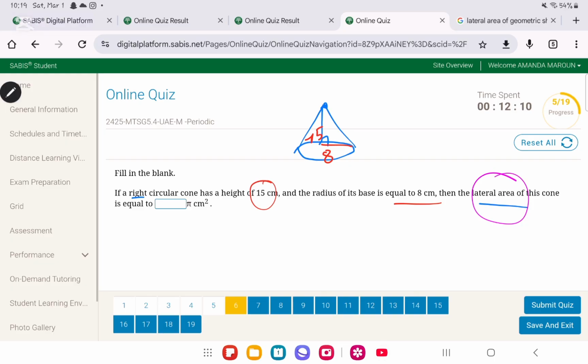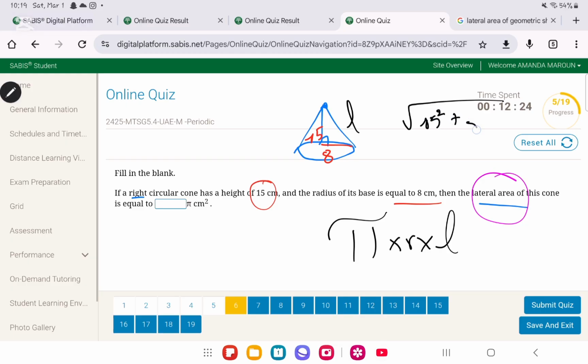What you should know is that the lateral area of any cone is pi times the radius times the slant height, denoted by L. How do we find the slant height L? Very simply, you apply Pythagoras theorem, which is the radical of a squared, in this case 15 squared, plus b squared, which is 8 squared, and it will give you the answer, which is 17.